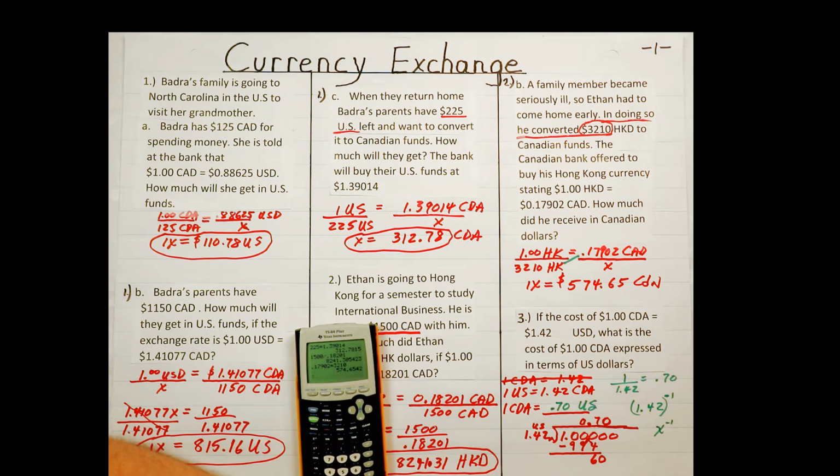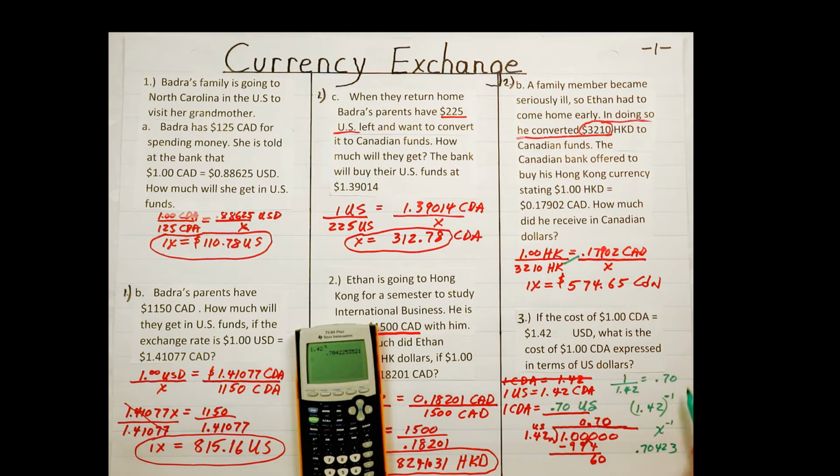So I'm just going to see what I get. 1.42, and then the x to the -1 key, and I get decimal 70423. So if I had taken this long division to 5 decimal places, that's what I would have gotten. 70423. So, yes, that's how you do it.